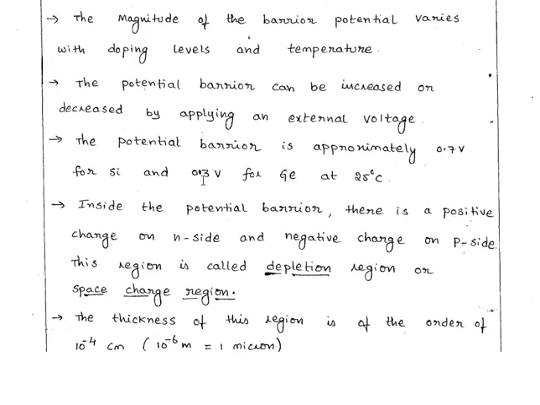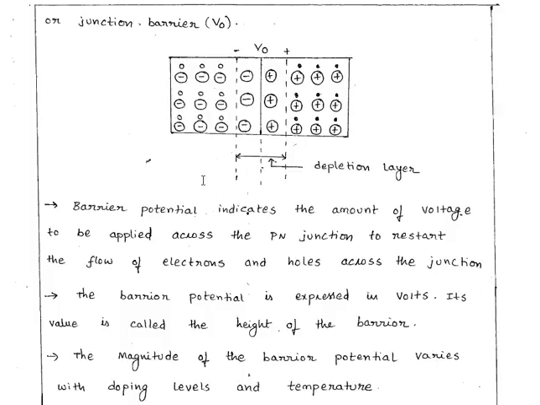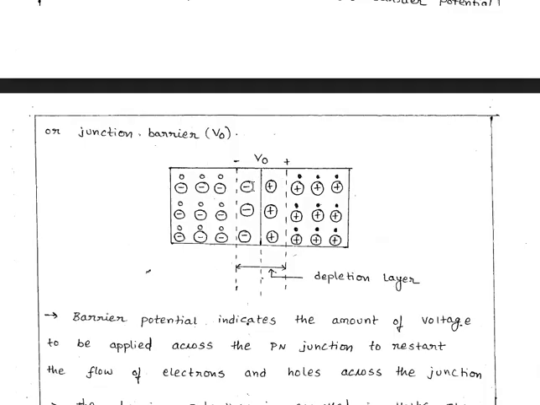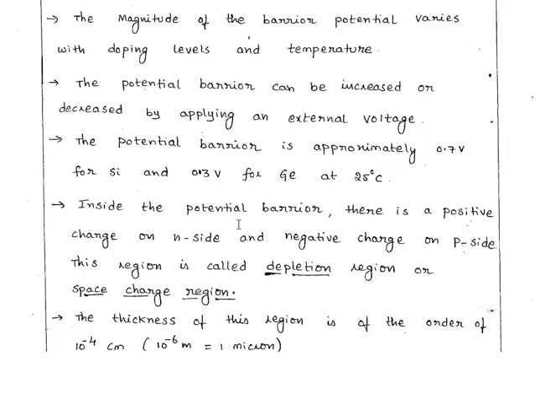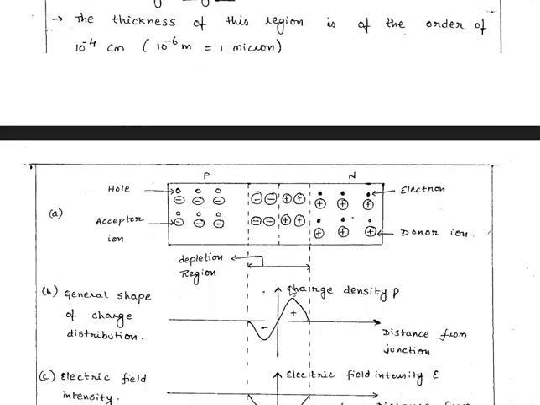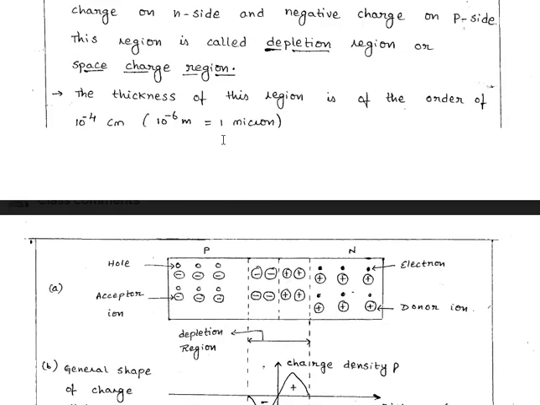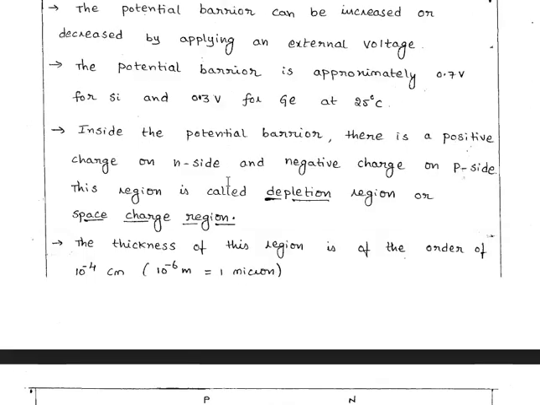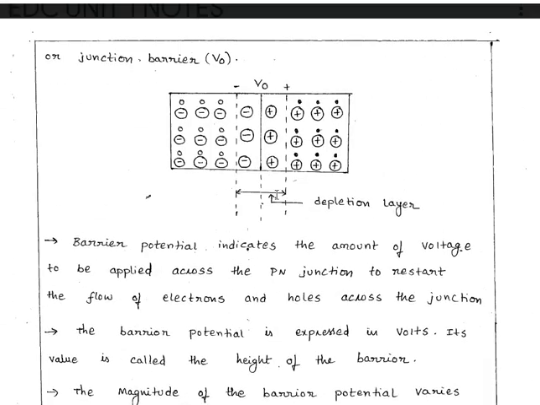Inside the potential barrier, there is a positive charge on the n side and a negative charge on the p side. This region is called the depletion region or space charge region. The thickness is about 1 micron, that is 10 to the power minus 6 meters.